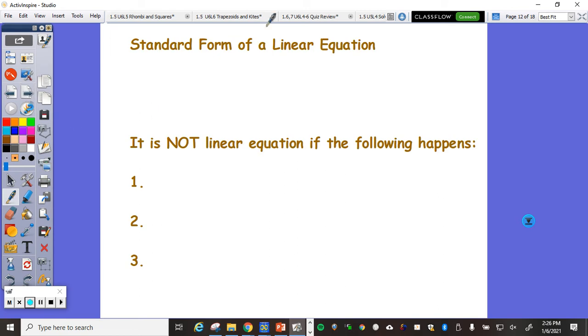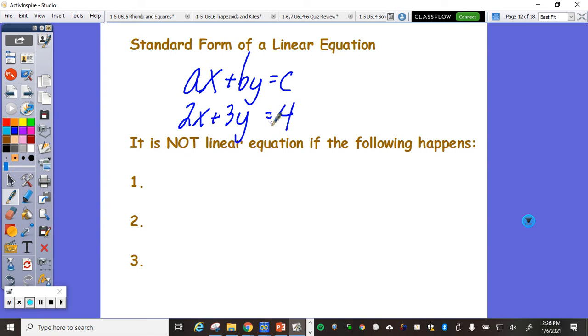Listen to me. We've already talked about slope-intercept form a little bit. Y equals mx plus b. Okay? We're going to talk about standard form. Standard form kind of looks like this: some number a times x plus some number b times y equals c. An example of this would be 2x plus 3y equals 4.